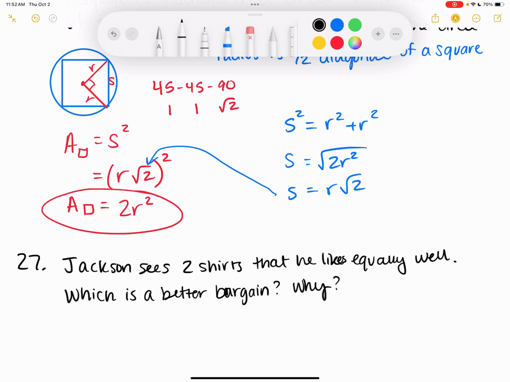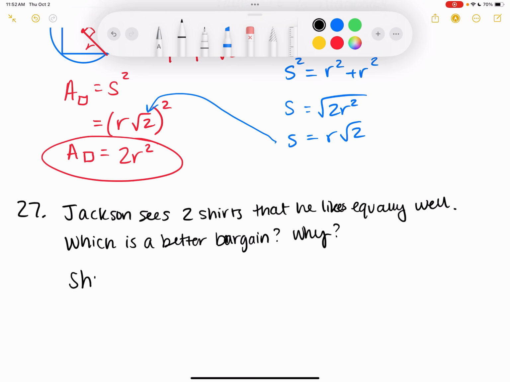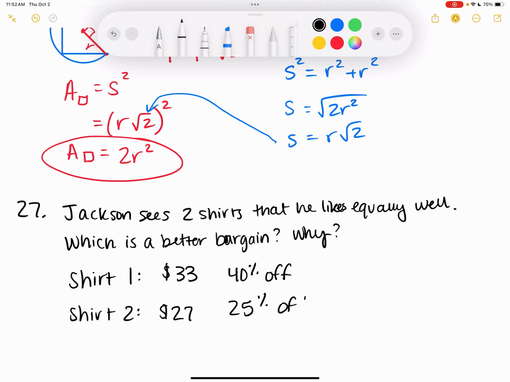All right, so the first shirt, shirt 1, is $33, but it's 40% off. Shirt 2 is $27, but it's only 25% off. He's broke. He just needs to go shirtless. 33 is bigger than 27. But you're not including... Yes, you're right. 40% is also bigger than 25%. But it's 40% of a bigger number.